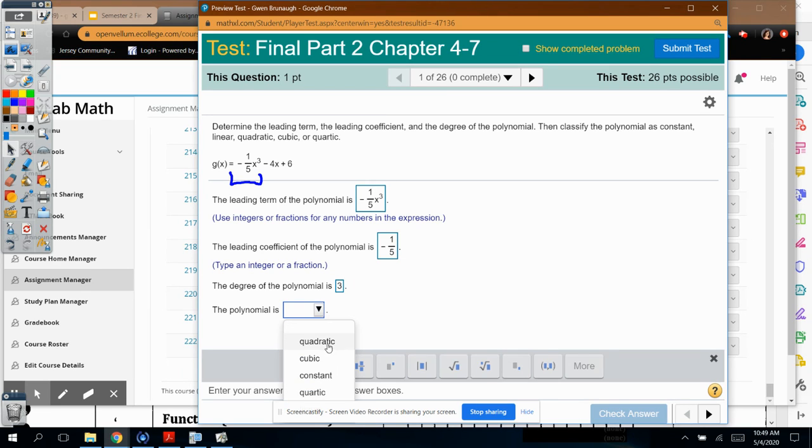And then which one of these? Quadratic is 2. Cubic is 3. Constant is just 1. And quartic is 4. So mine is a cubic.